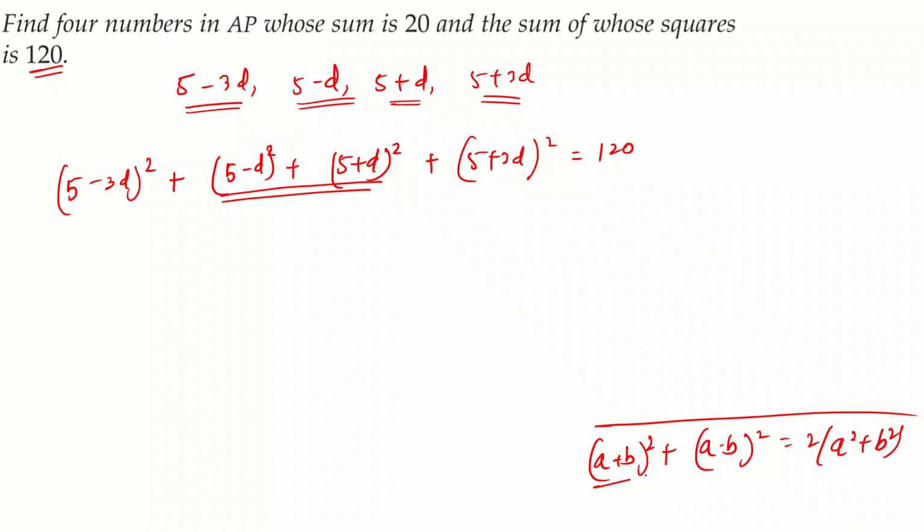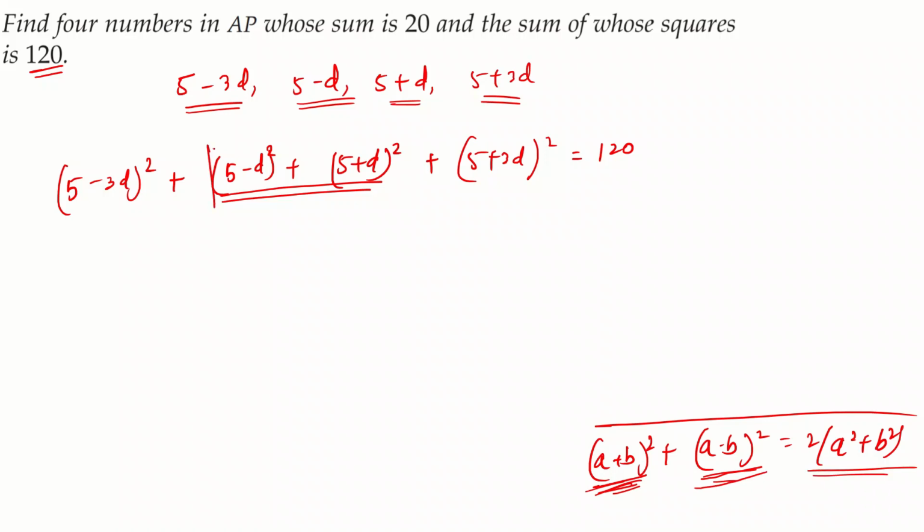It's very simple. If you just open up the squares, you will be getting A square plus B square plus 2AB. Here you'll be getting A square plus B square minus 2AB. Minus 2AB plus 2AB cancels out. You get A square plus B square 2 times. So it's 2 times A square plus B square, and that is why this formula.